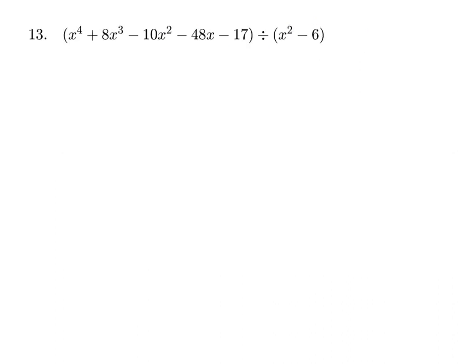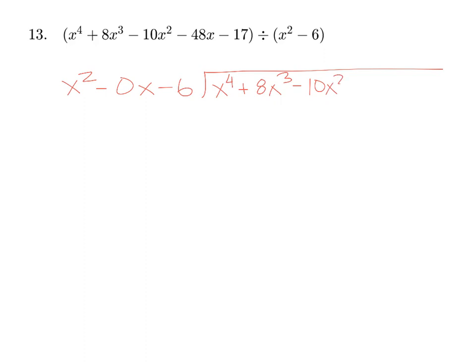Moving on. For number 13, we're going to do long division. So we have x squared minus 0x. Don't forget that. That's important. Then we have x to the 4th plus 8x cubed minus 10x squared minus 48x minus 17.